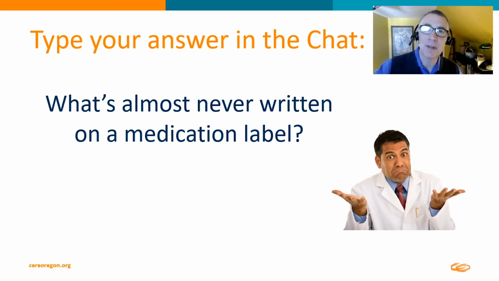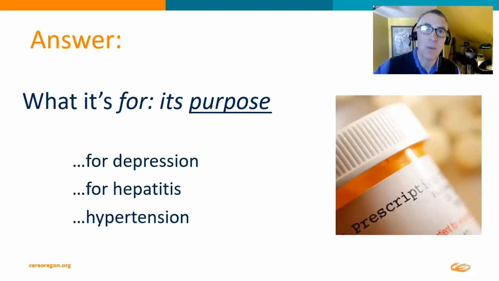What's the answer? Well, what's almost never written on a medication label? What it's for, its purpose, the core disease state that that medication is supposed to be helping with. It very seldom spells out for your depression, for your hepatitis, for your hypertension. Now, medications can be aligned to more than one indication, and every now and then you'll run into a really diligent pharmacist who will make a real specific purpose of making sure that that indication is spelled out on the label for those folks. But remember, there's HIPAA, all right, which, you know, good intentions being what they will.